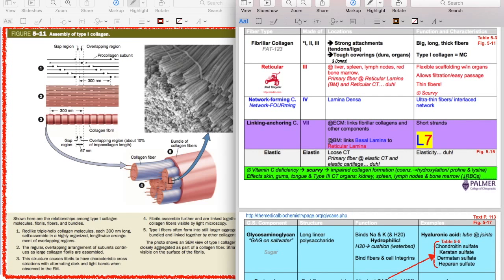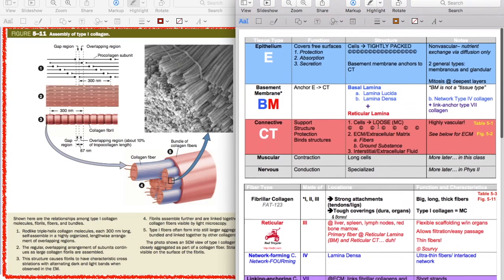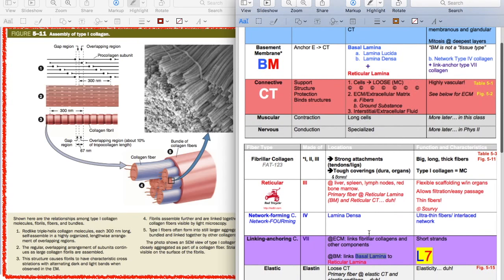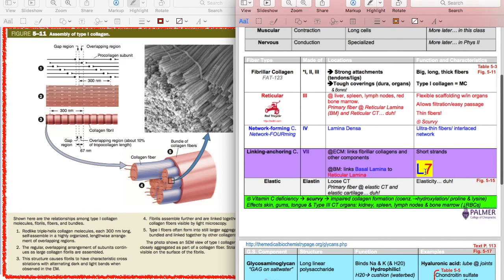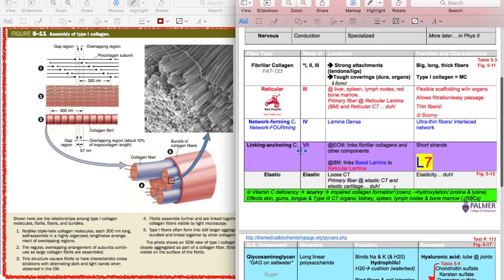And then in the basement membrane, we just talked about it. It's the smallest connecting point between the epithelium and connective tissue, so between the basal lamina and the reticular lamina. And it's in purple because it's what is between the blue epithelium and the red connective tissue. So you've got L7, you've got the color purple, and you've got the word link. If you see that word linking things together, linking anchoring type 7 is a pretty good guess.